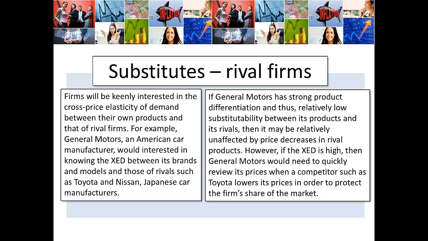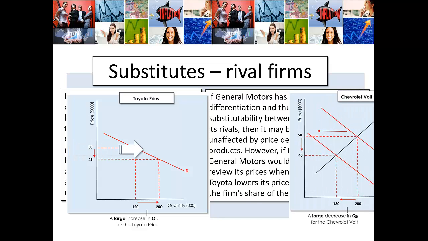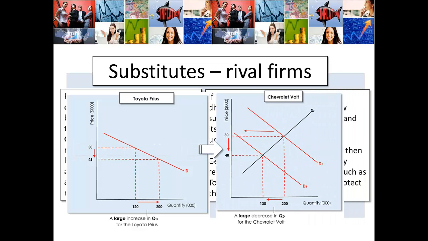However, if that XED is high, then General Motors is going to need to quickly review its prices when a competitor such as Toyota lowers their prices. They'll need to do that in order to protect the firm's share of the market. They will need to drop prices quickly. So if the price of Toyota Prius decreases, quantity demanded for that model increases, does it have a large impact on sales of General Motors' other brands?